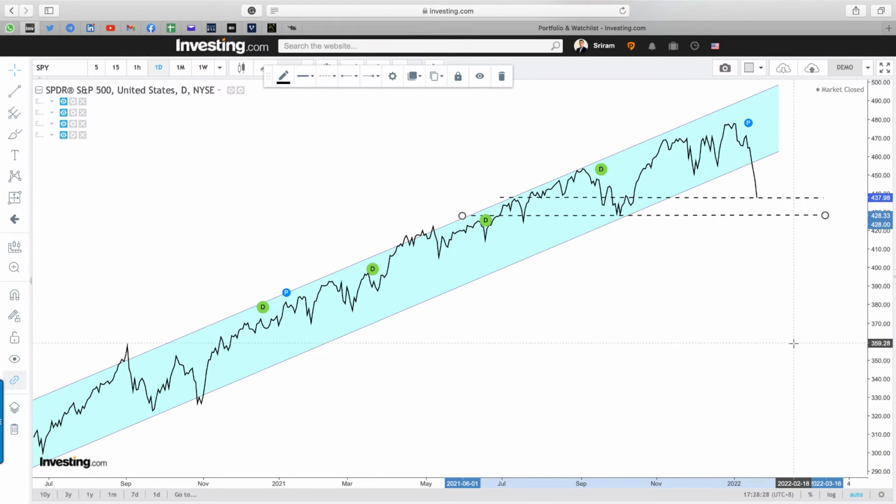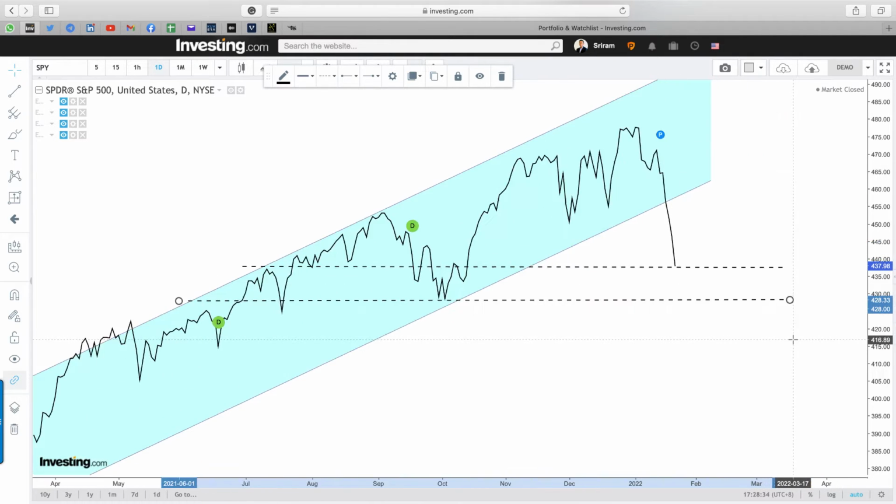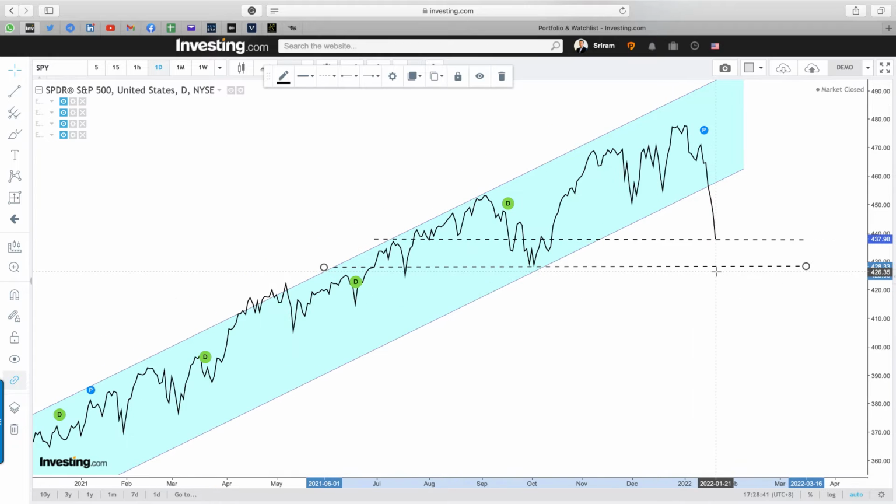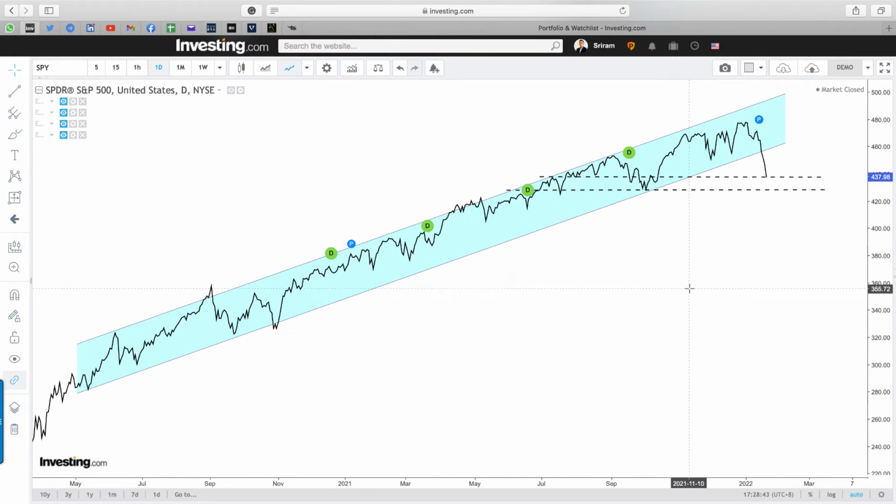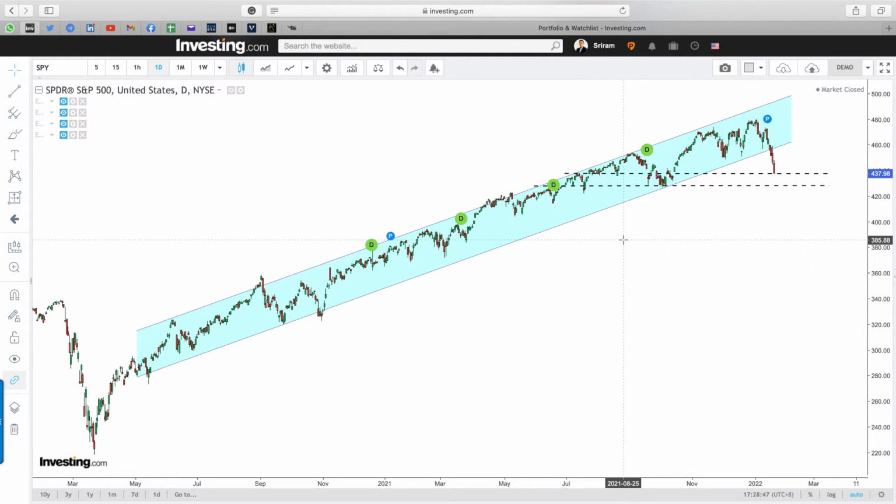The next major support was somewhere around 361, but I don't think with the current markets it will go that low. I think it'll probably bounce back from here. That's my thinking. I may be wrong. And that's the chart for the S&P 500.